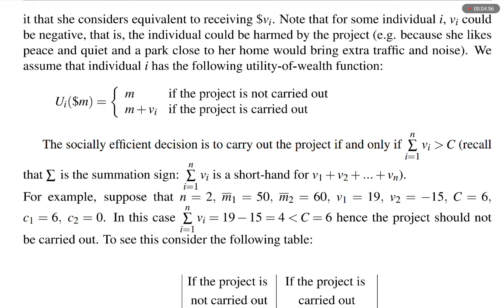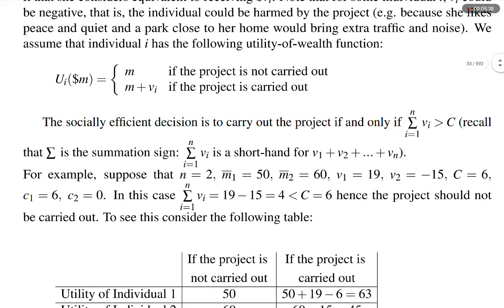and the sum of V_i from i equals 1 to n is a shorthand for V_1 plus V_2 through V_n. For example, suppose n equals 2. M̄_1 equals 50. M̄_2 equals 60. V_1 equals 19. V_2 equals negative 15. C equals 6. c_1 equals 6. c_2 equals 0.